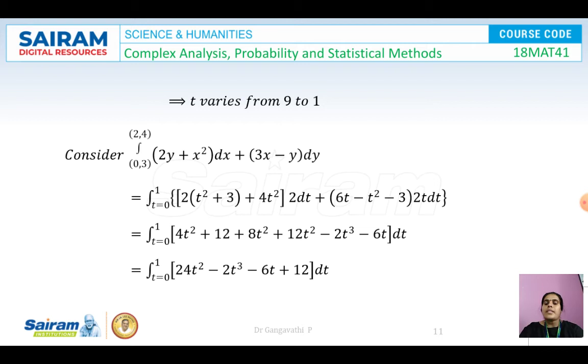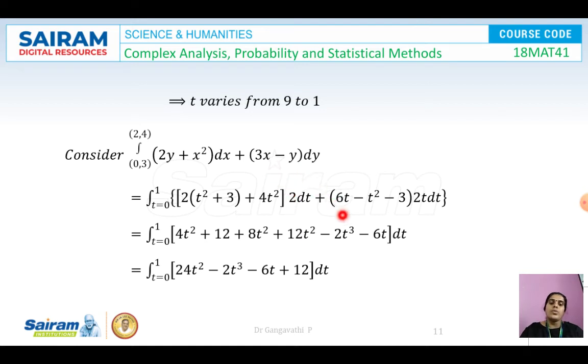So now consider the given integral (0, 3) to (2, 4), the entire thing. Now we can substitute for y as t square plus 3 and x as 2t. So when we make a substitution for y and x, we get this. So y is t square plus 3 and x is 2t. The entire square is 4t square and dx is 2 dt.